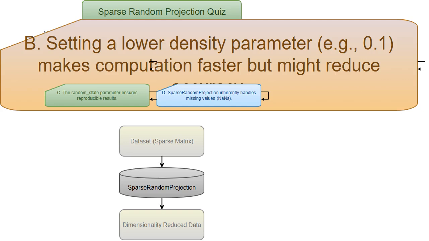The density parameter controls how many non-zero elements are in the random projection matrix. A lower density means fewer calculations, leading to faster processing. However, too low a density might lose important information, making the dimensionality reduction less accurate. It's a trade-off between speed and precision. Think of it like this: if you're summarizing a long story, you want to keep the most important parts, but if you leave out too much detail, you sacrifice accuracy.